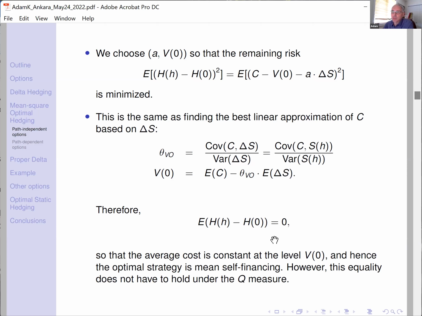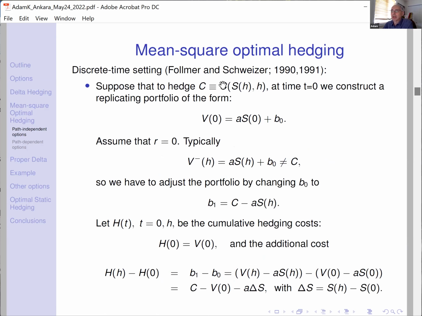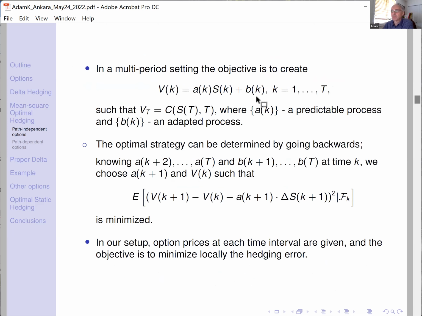However, this equation holds only under the P measure because we minimize the hedging error under the P measure. There's no guarantee that similar result will hold under the Q measure. So in this setup, the hedging target is price of the option, but actually it can be any random variable, can depend also on other factors, can depend on the past component, so it is quite general.